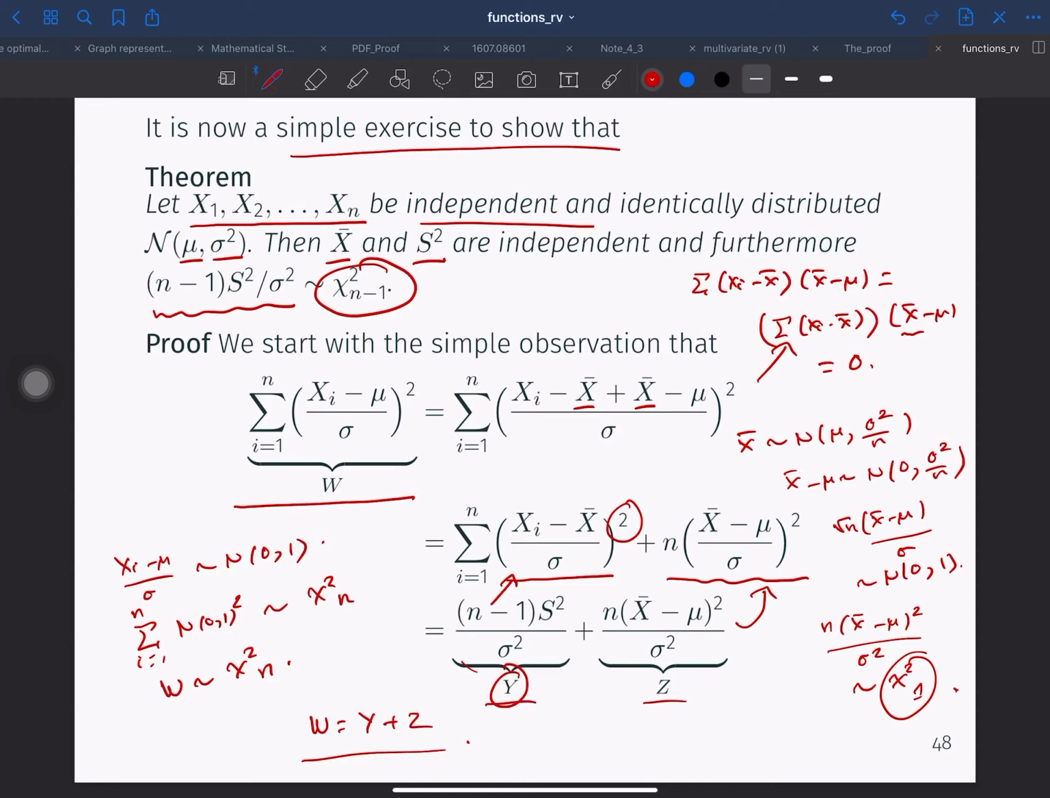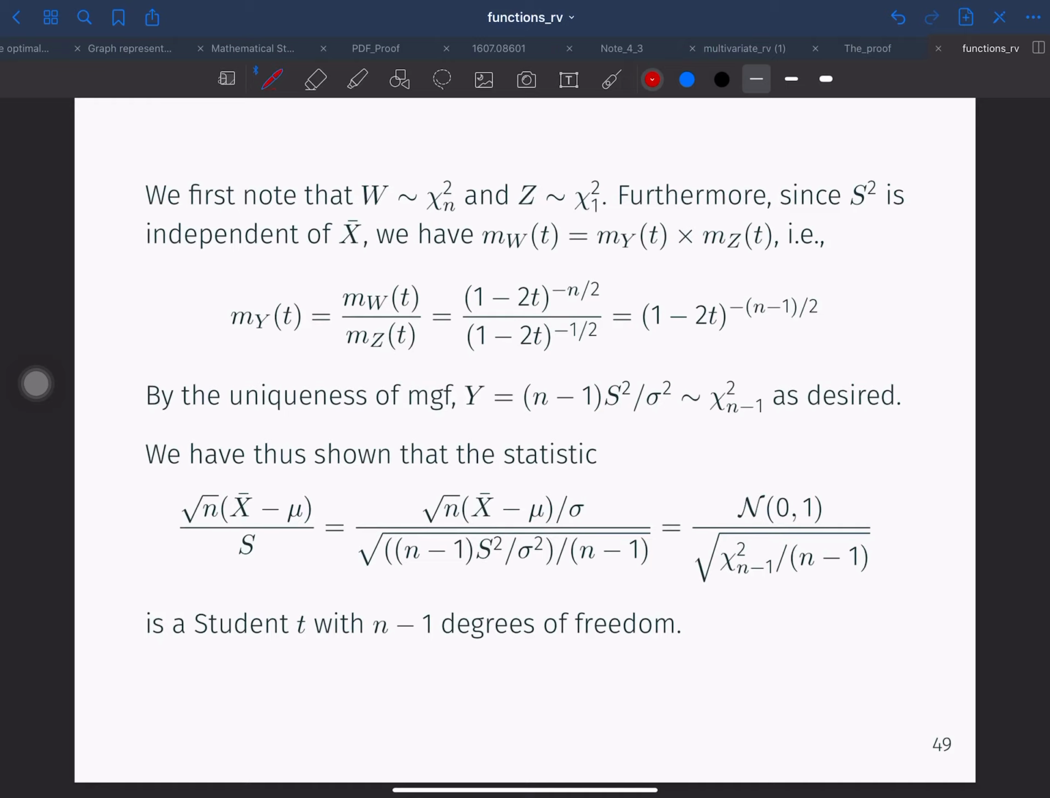The last thing we need to note is that W is chi-squared with n degrees of freedom, and z is chi-squared with 1 degree of freedom. Because s squared is independent of x bar, we therefore have, by the independence property of moment generating functions, that for W equal to y plus z, the moment generating function for W is the moment generating function for y times the moment generating function for z. That's what we have here by independence.